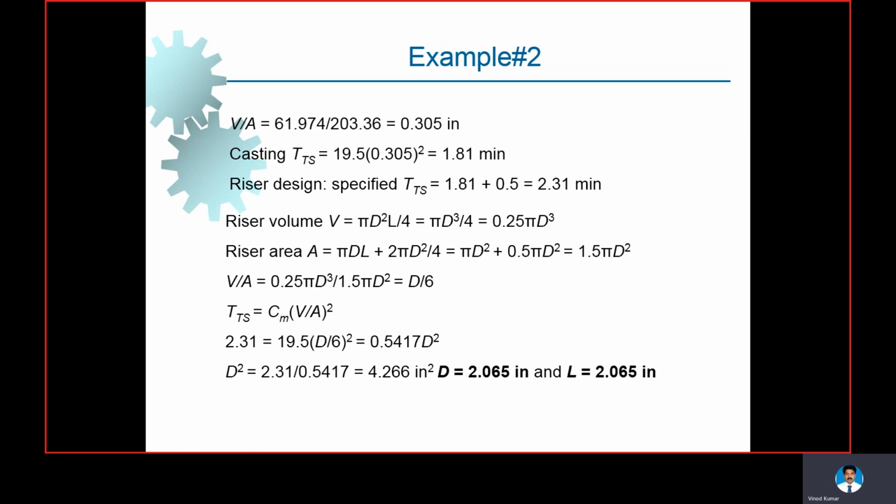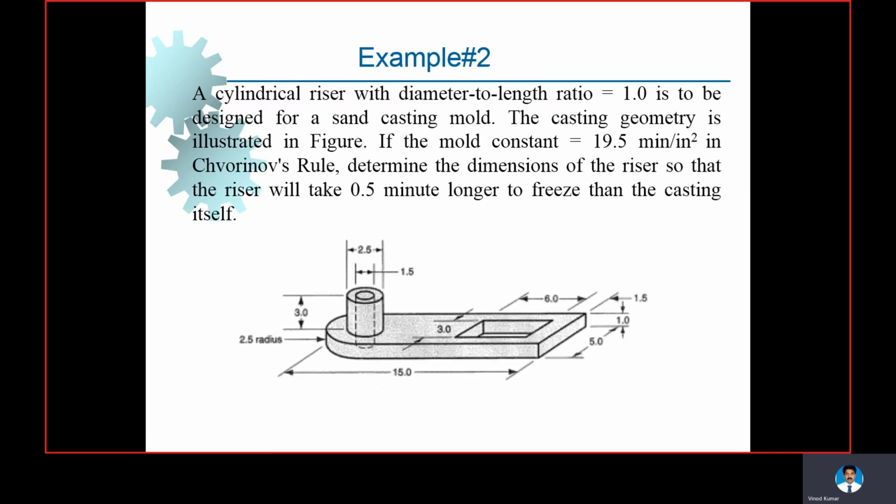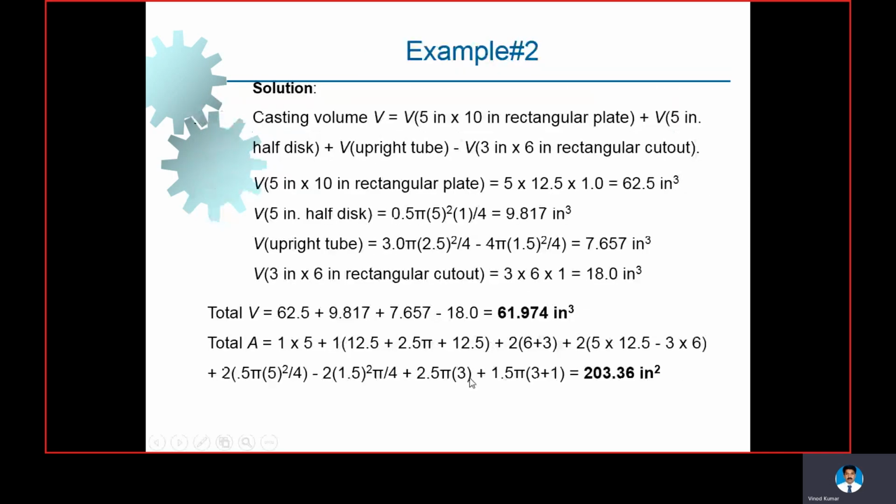So we have designed a cylindrical riser for this particular casting. For this casting, we need a cylindrical riser of diameter 2.065 inch and length 2.065 inch.